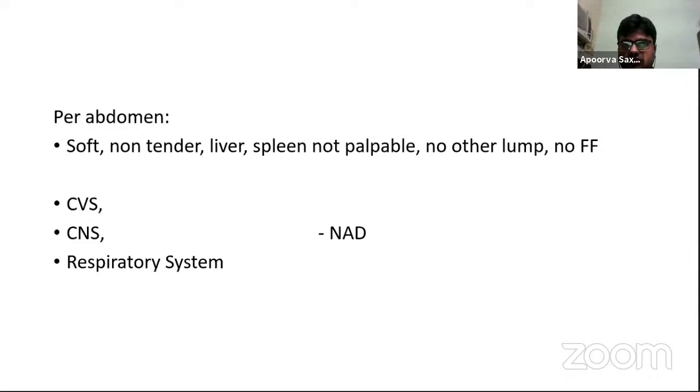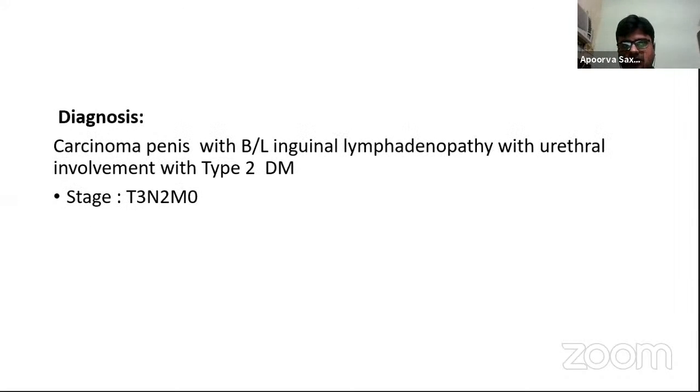On per abdomen examination, it was soft, non-tender, liver and spleen were not palpable, no other lump was palpable. CVS, CNS, and respiratory system were normal. So my working diagnosis will be CA penis with bilateral inguinal lymphadenopathy with urethral involvement with type 2 diabetes mellitus, stage T3 N2 M0.